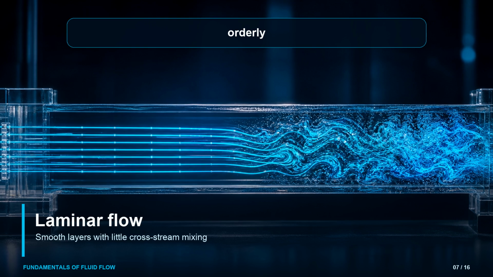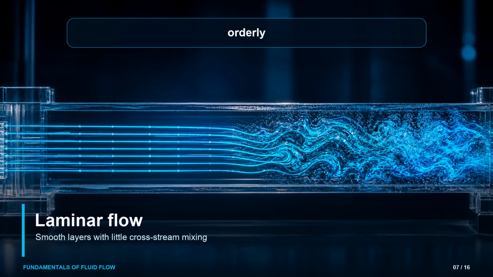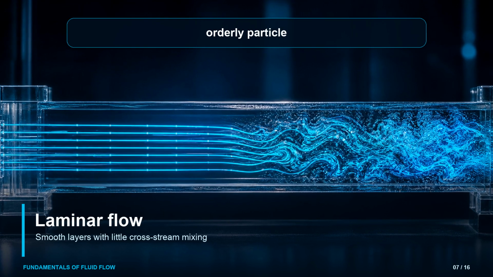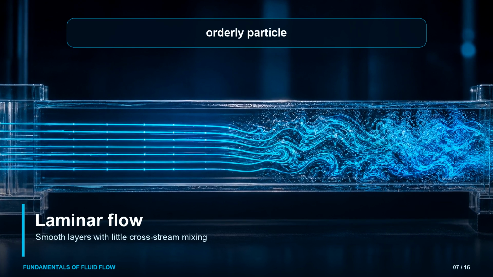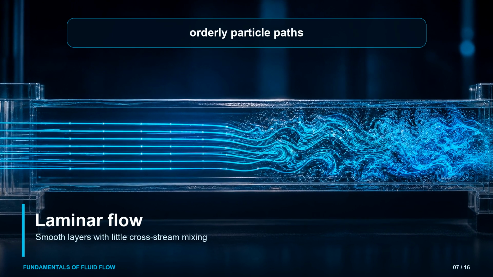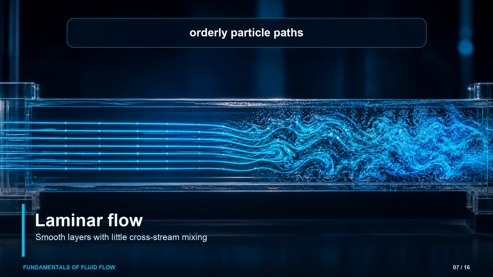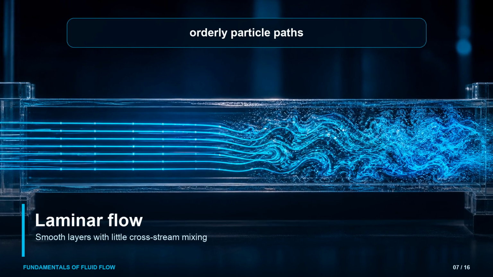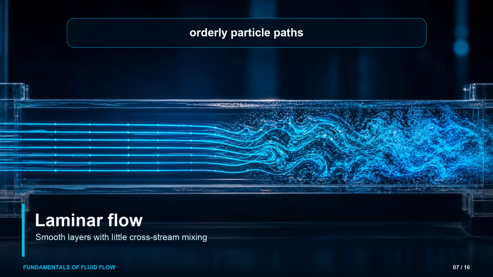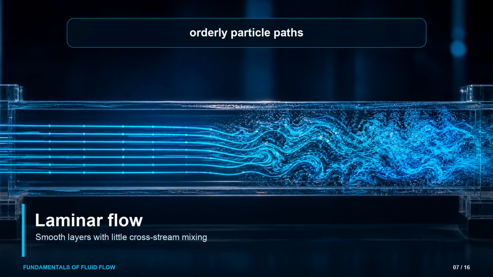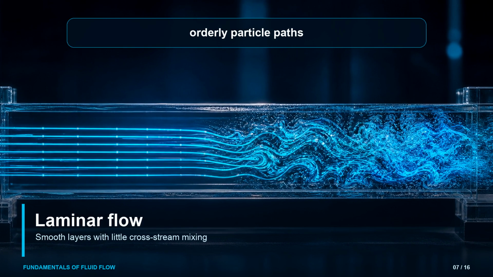Third, laminar versus turbulent flow. In laminar flow, fluid particles move in smooth layers with little mixing between neighboring paths. Dye injected into slow flow through a small tube stays as a distinct line. Viscous forces dominate and the motion is orderly.